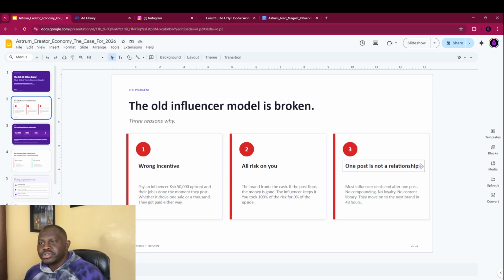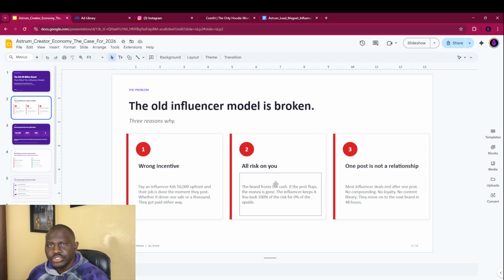And number three, one post is not a relationship. Most influencer deals end after one post. No compounding, no loyalty, no content library. They move on to the next one. So the old way of doing things is broken, because these people are working with multiple brands, so there's no loyalty. They'll do one post for you. What if it doesn't work? As a business owner, you have to understand your goal is to mitigate risk, to reduce risk, right? So if you are paying, let's say, 50,000 Kenya shillings and your post flops, what are you going to do about it? Your money is gone and they're already moving on to the next brand. Their messaging is diluted, so it doesn't work anymore.